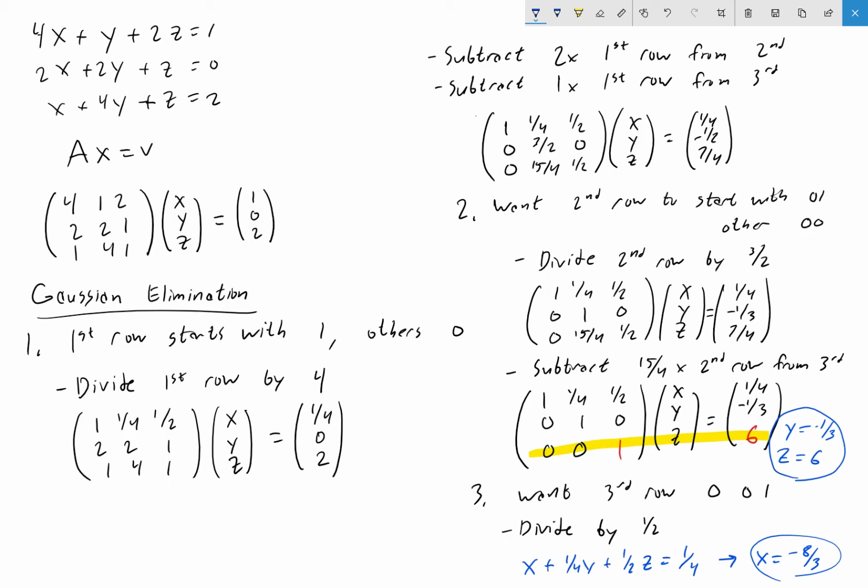Now, the great thing here is that we only did two kinds of operations. Those two operations are divisions, where we divide a row by whatever non-zero thing it starts with, and subtractions, where we subtract multiples of a row from the other rows. And that's it. That's the only thing we did. And so we can program a computer to do that, and that's what we're going to do next.